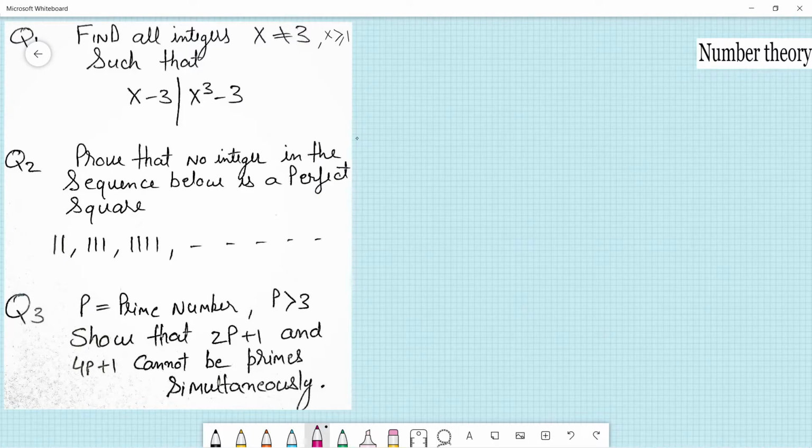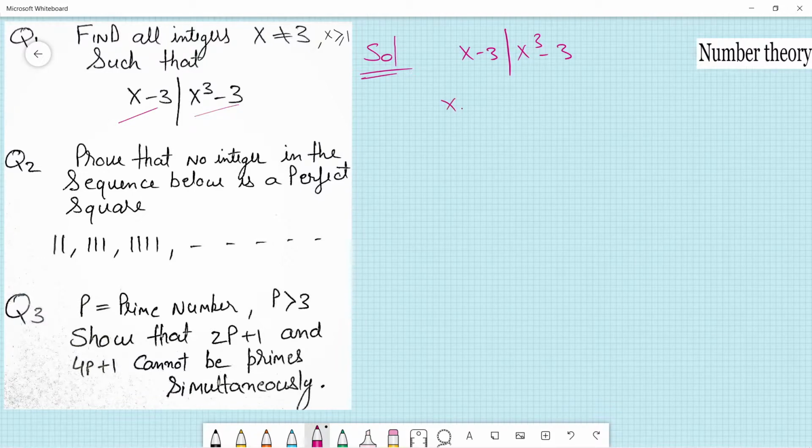So in this video, we'll be solving these three sums using the theory which we saw in the last video. So let's begin with the first question. It says find all integers not equal to 3 and greater than 1 such that x minus 3 divides x cube minus 3. Okay, so let's see the solution. Let's solve this. We want x minus 3 to divide x cube minus 3.